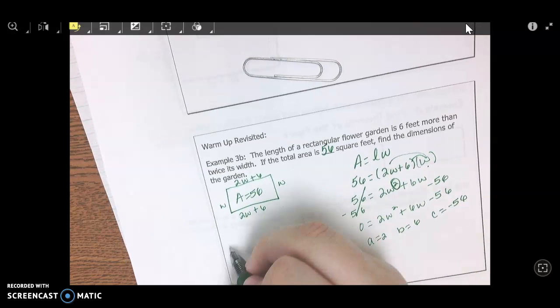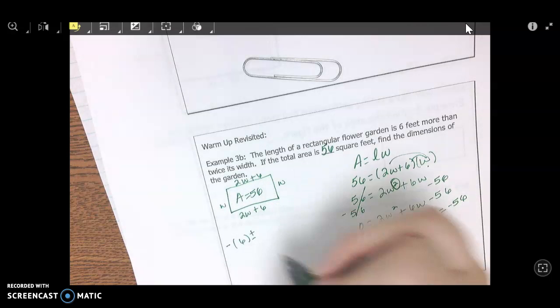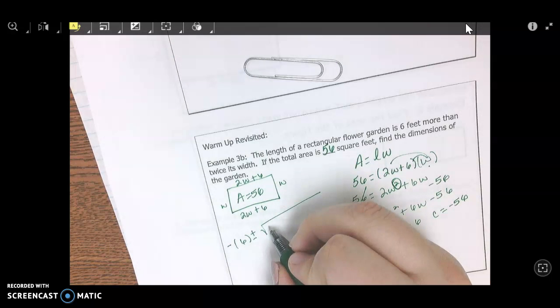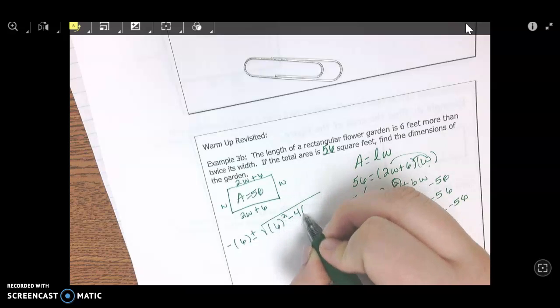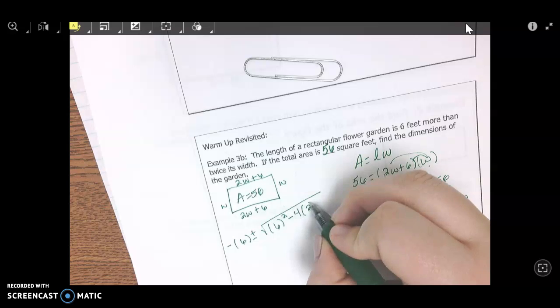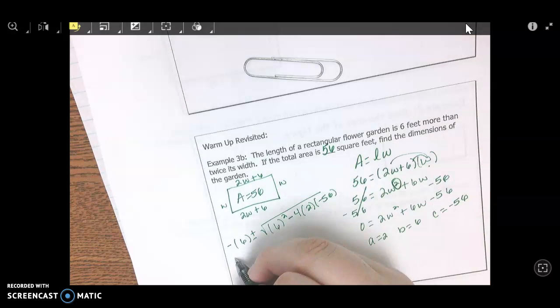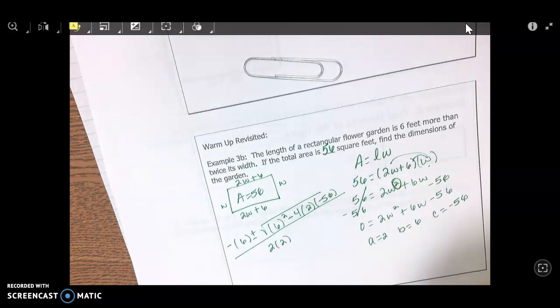The quadratic formula says you have negative B, so negative 6, plus or minus the square root of B squared, so that's 6 squared, minus 4 times A, which is 2, times C, which is negative 56, all over 2 times A, which is 2.